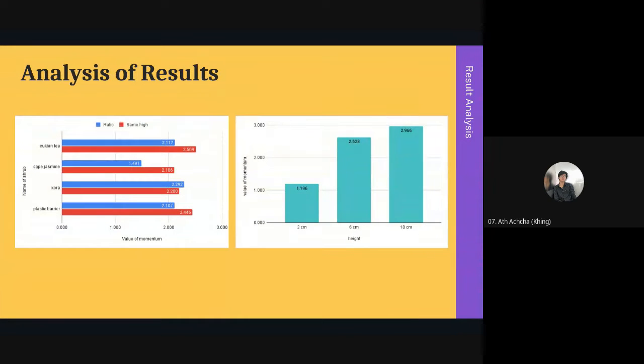And the last one about the analysis of results is about the conclusions of the momentum force, where we use the momentum theory to calculate the numbers and use the median value to draw conclusions about the result of this experiment.